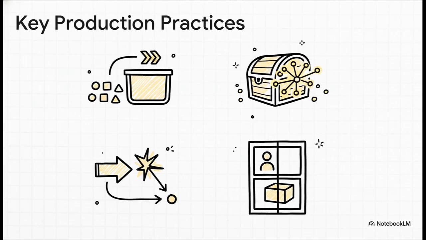3. Always build in retries to handle network glitches. They will happen. And 4, use namespaces to keep your data organized, like keeping data for different users or products separate within the same database.